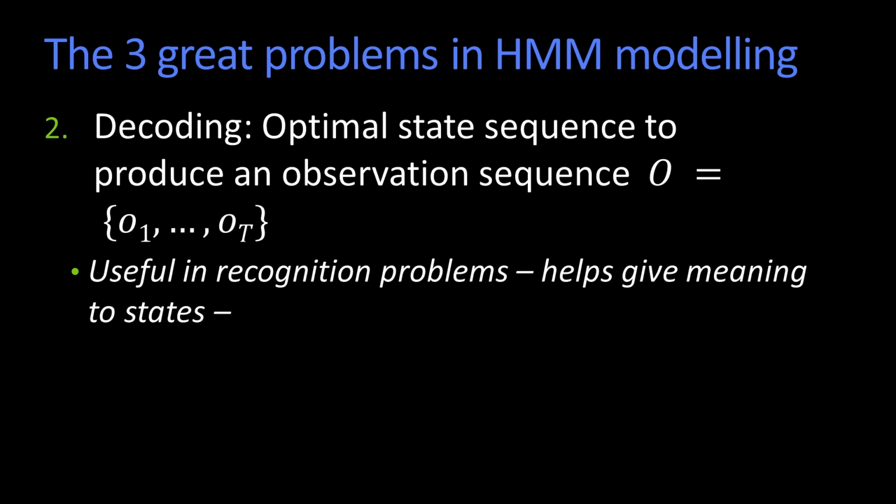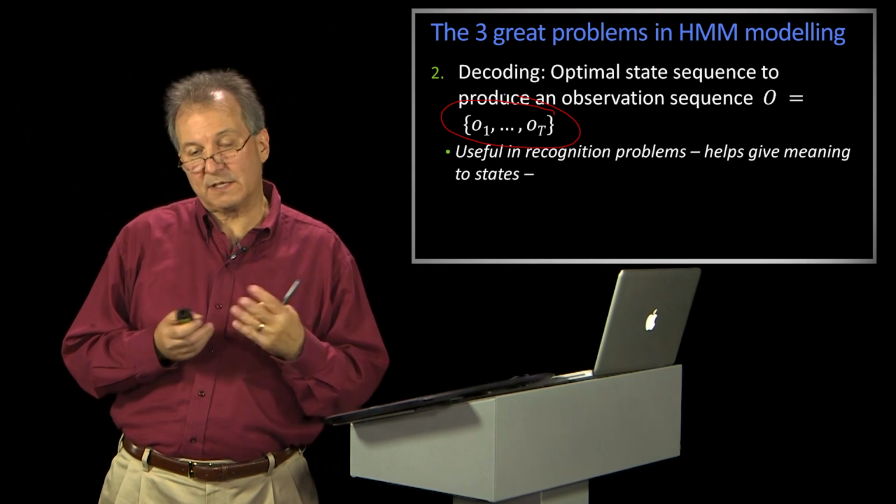Another problem is what's called decoding the sequence. Remember, you have a sequence of observations, and the question is, what's the single most likely sequence of states to have generated that sequence of observations? So it's not all possible ways these observations could be generated. It's just the single most likely sequence, sometimes called the decoding problem. And sometimes you care about that, sometimes you don't.